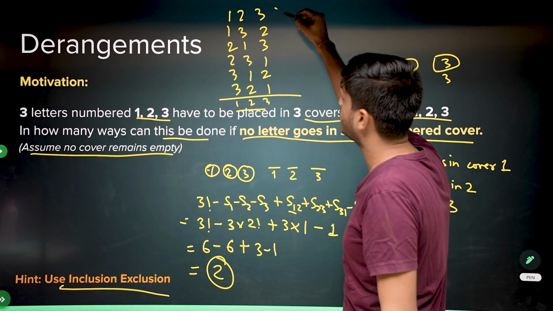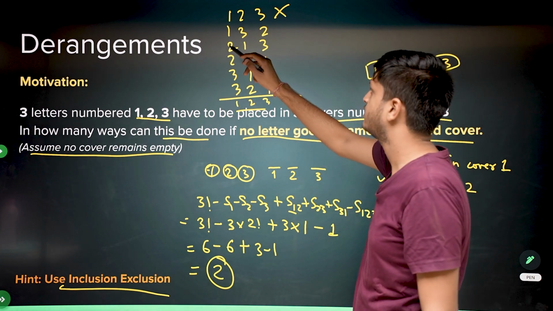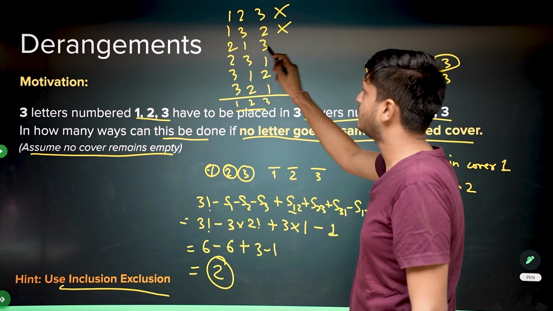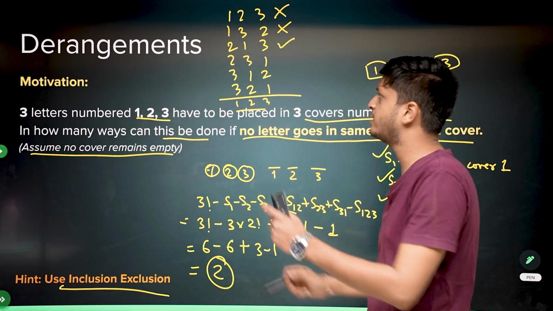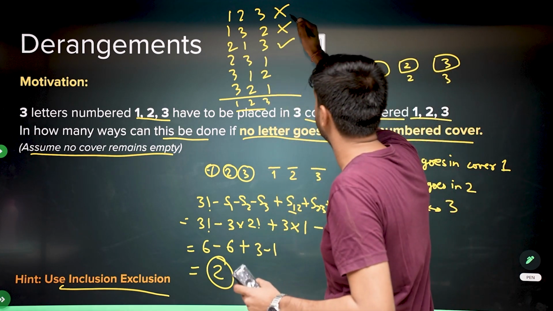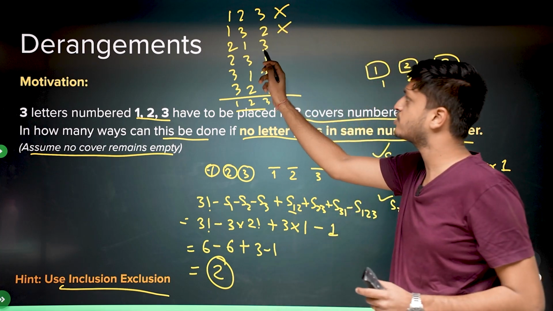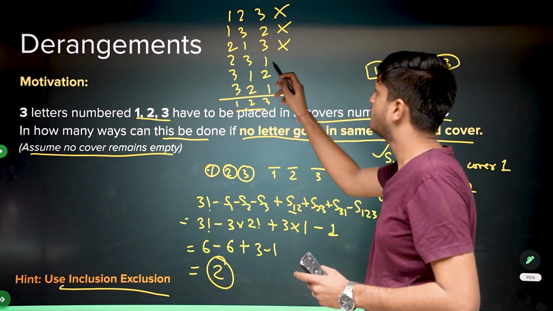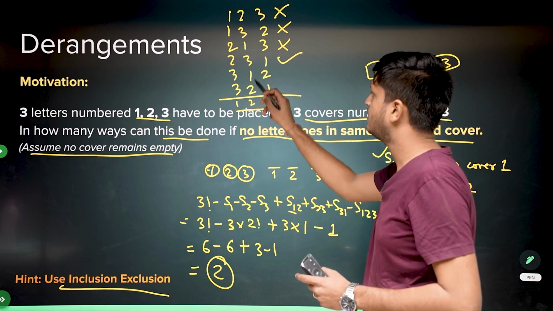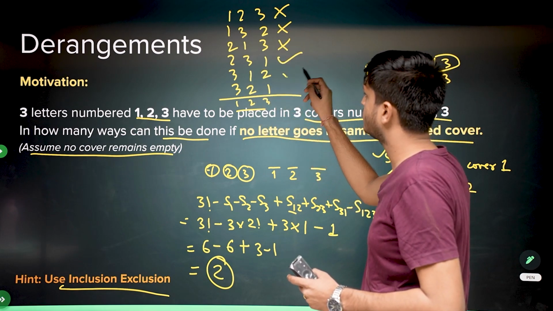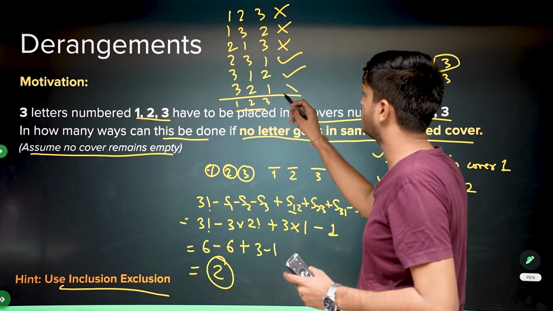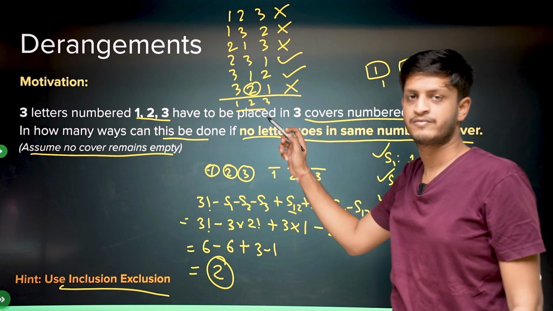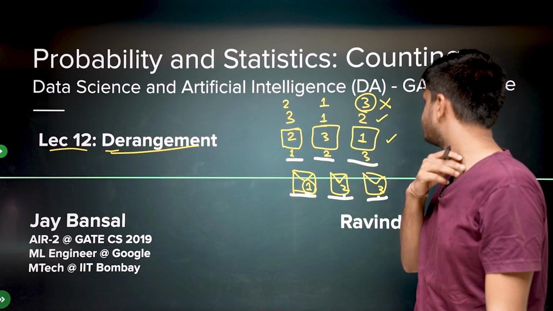So this is definitely not allowed. 1 is in 1. This is not allowed. This is also not allowed. Letter 1 is in cover 1. Is this allowed? 2, 1, 3. This is allowed. No letter is in the correct cover. Okay, so this is also not allowed. 3 is in the correct position. This is also not allowed, right? 3 is in the correct cover. 2, 3, 1. This is allowed. 3, 1, 2. This is also allowed. 3, 2, 1. This is not allowed because letter number 2 is in the correct cover. So there are only 2 ways, which we have written here as well, right?